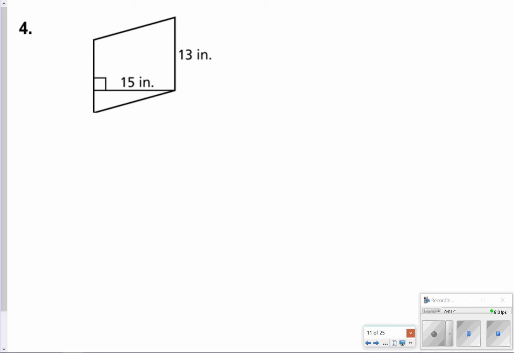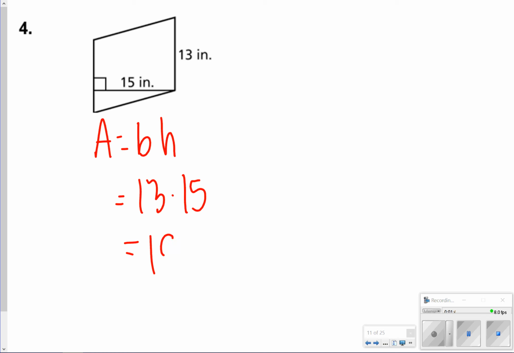Number 4 is also a parallelogram. It's just flipped over on its side. So again, for your parallelogram, you're doing base times height. So that's 13 times 15, or 15 times 13, and you should get 195 inches squared.